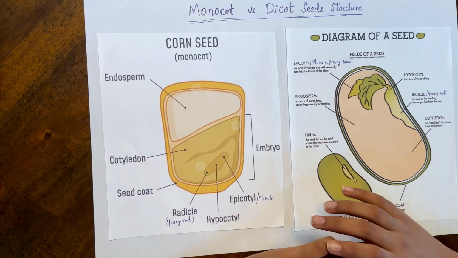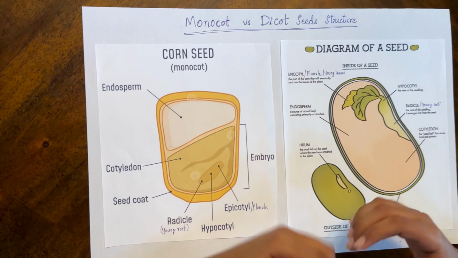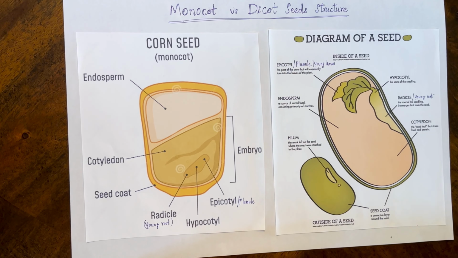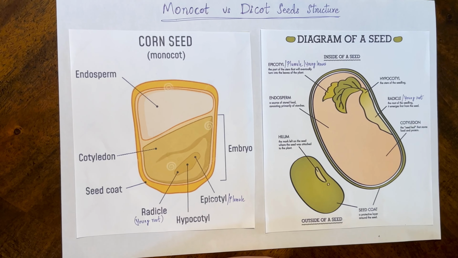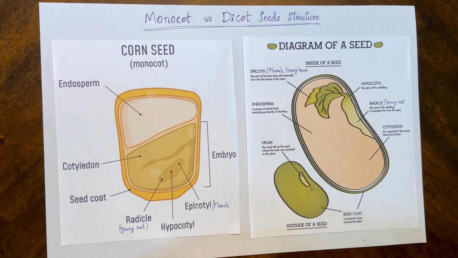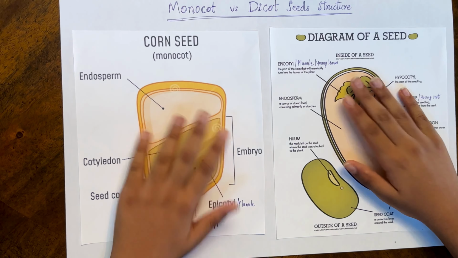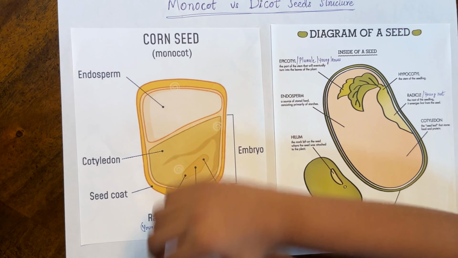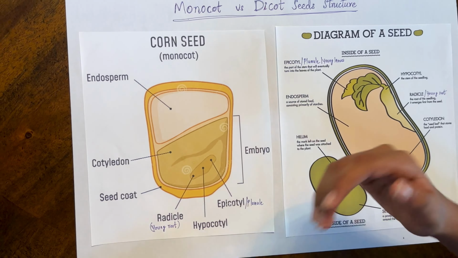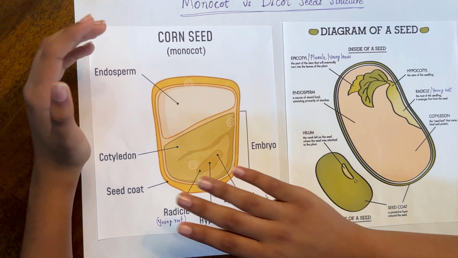After we looked at a brief explanation on the differences of monocot and dicot plants, we're now going to be looking in further depth at the seeds. So this is a dicot seed and this is a monocot seed. This is actually a representation of corn, which is a monocot seed. Let's first start off with that.